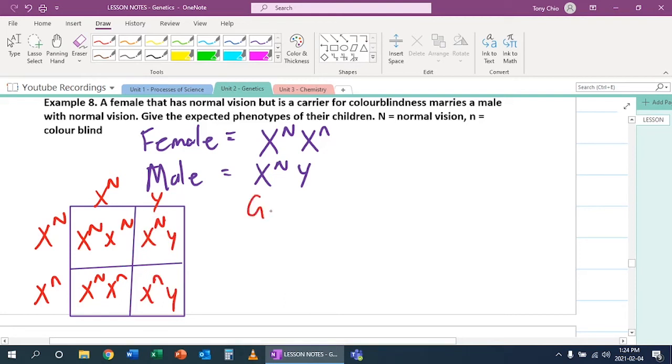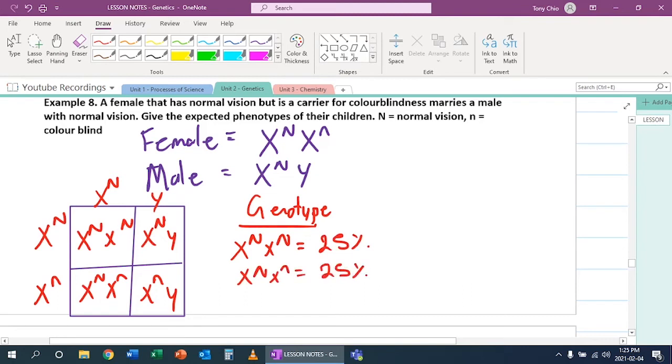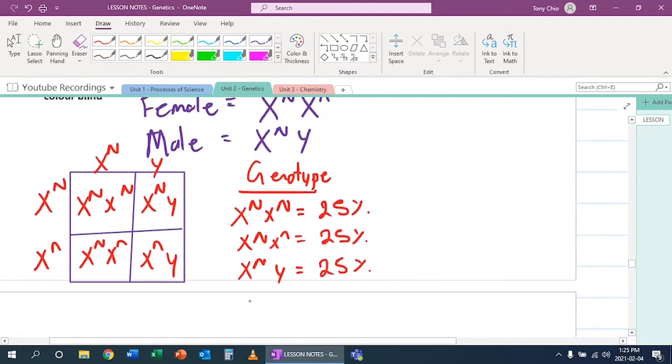So our genotype in this case is going to be a 25% chance for each of these. You're going to have an X capital N, X capital N, that's 25%. You're going to have an X capital N, X lowercase n, that's also a 25% chance. You're going to have an X capital N, Y, that's also a 25% chance. And you're going to have an X lowercase n, Y, and that's also a 25% chance.